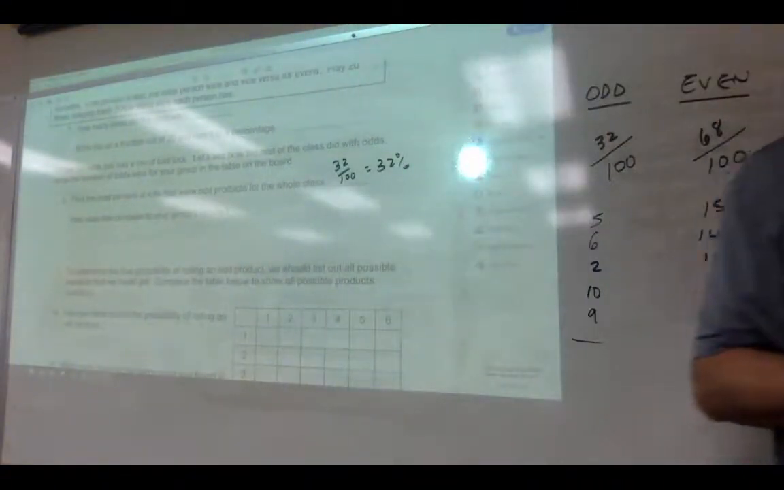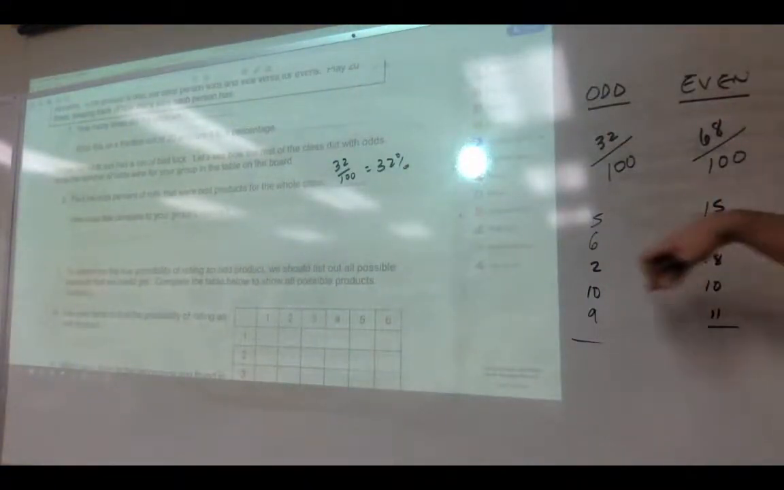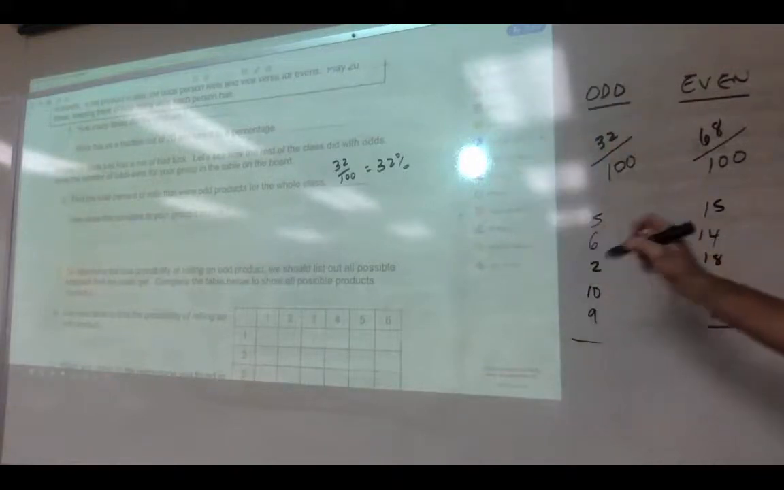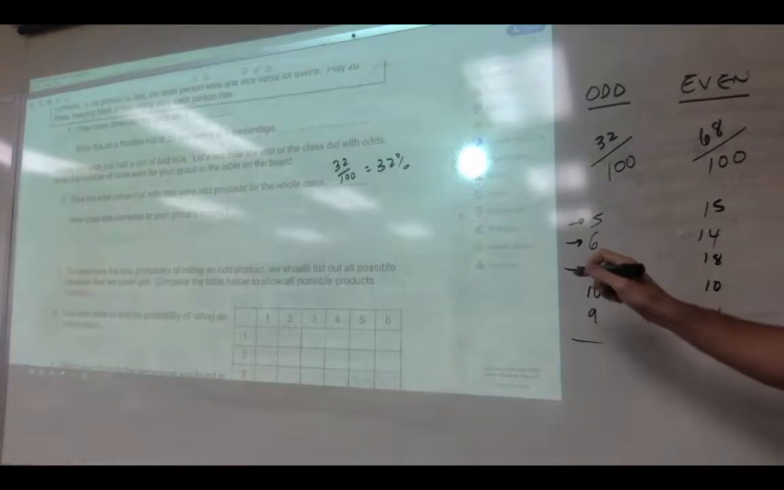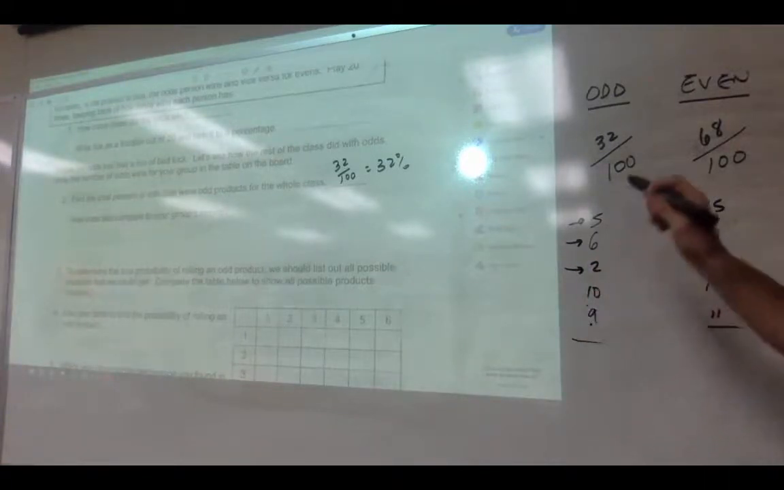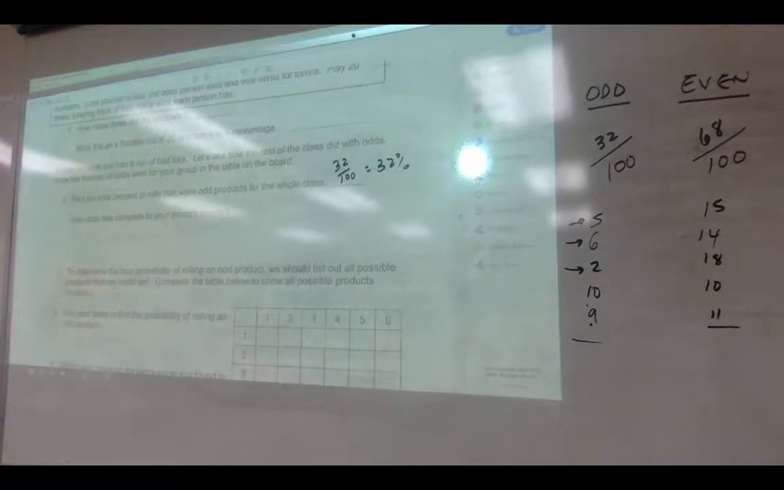How does it compare to your group results? Well, we can kind of see here, right? That's pretty close to this one, pretty close to this one. I mean, it's higher than this one. And then here, mixed. So is this just coincidence?